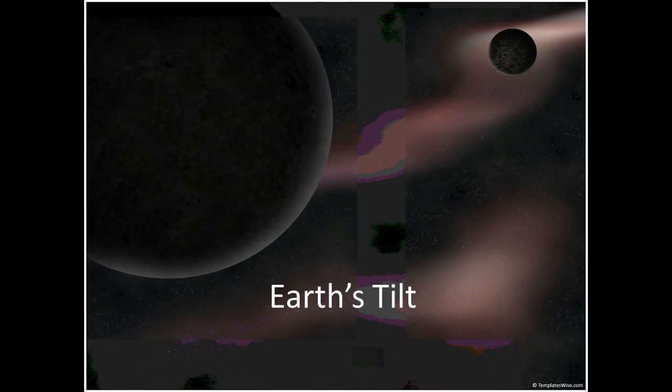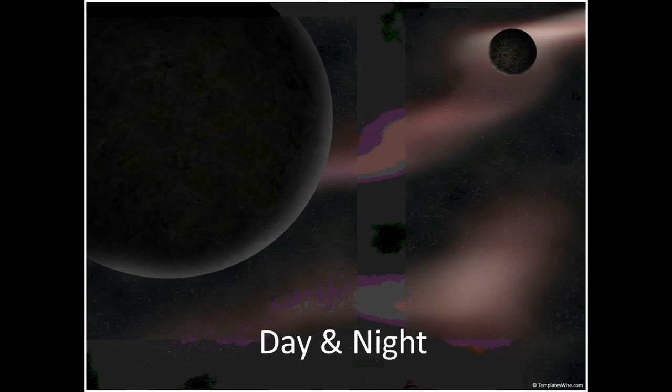That's your notes on the moon phases. We will talk more about these as we go through our investigations and explore the relationship between the sun, the moon, and the earth. Now we'll move on to the tilt of the earth and how the tilt of the earth causes us to experience seasons. Day and night is something that we experience here on earth.